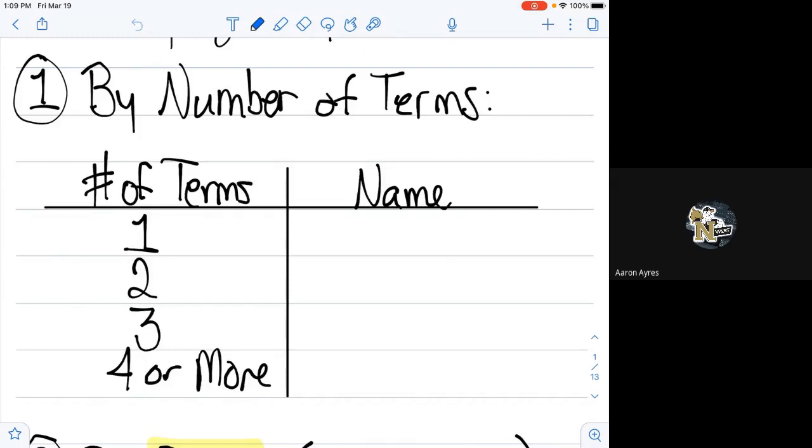So you might have heard some of these words before. If my polynomial has one term, it is called a monomial. Why are we calling it a monomial? Because what does the prefix mono mean, class? One. Yeah. See? It really took a lot of genius to come up with these words, right?